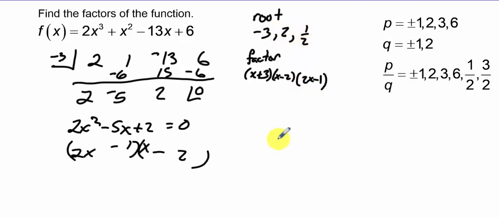So as you can see, when we do this synthetic division, we end up reducing it as far as we can go until we get something we can factor. Typically that's going to be a quadratic. All right, and even if I can't factor the quadratic, I can use the quadratic formula to find the remaining roots.